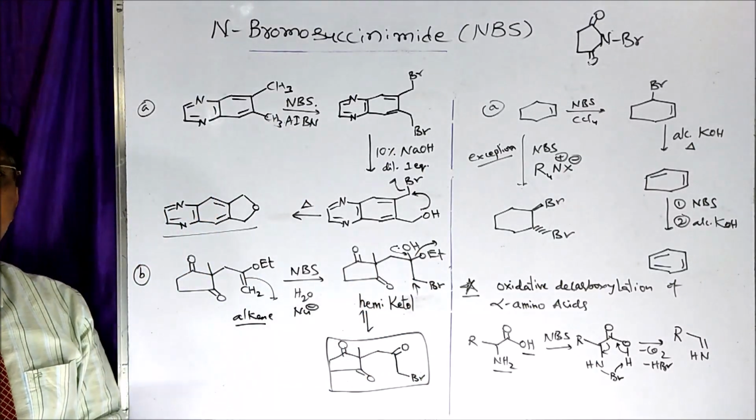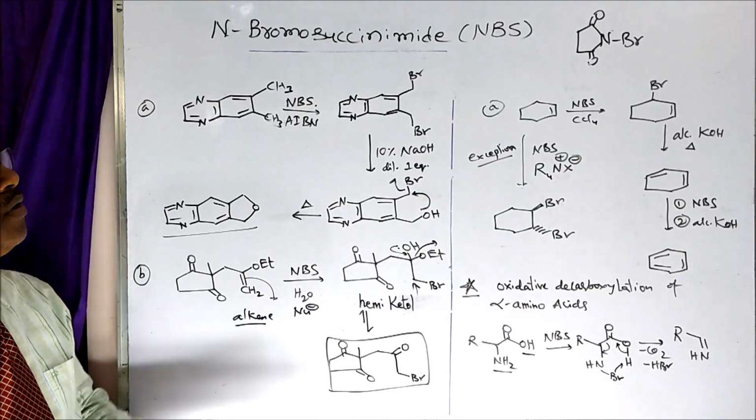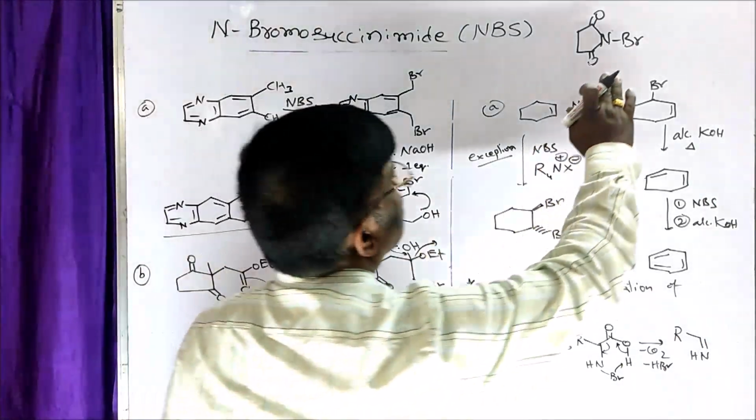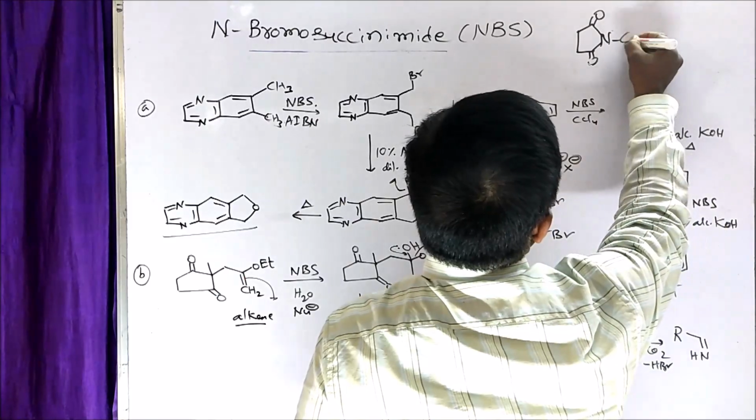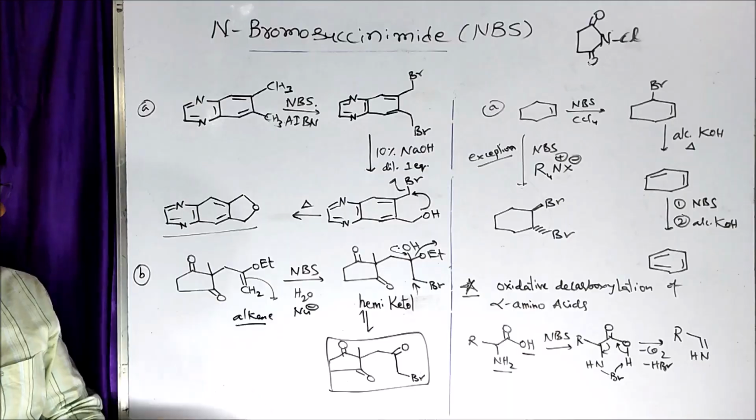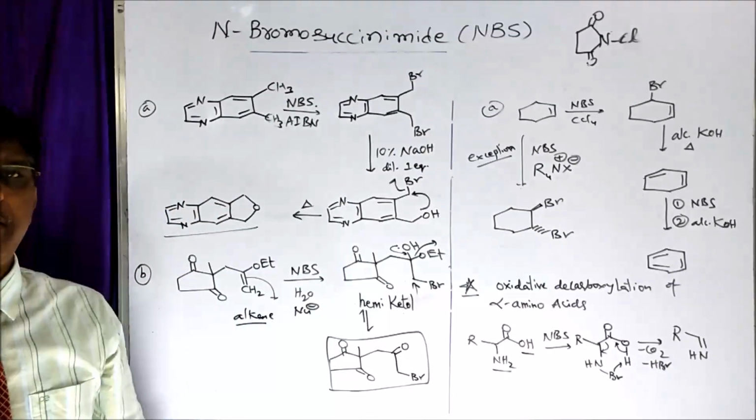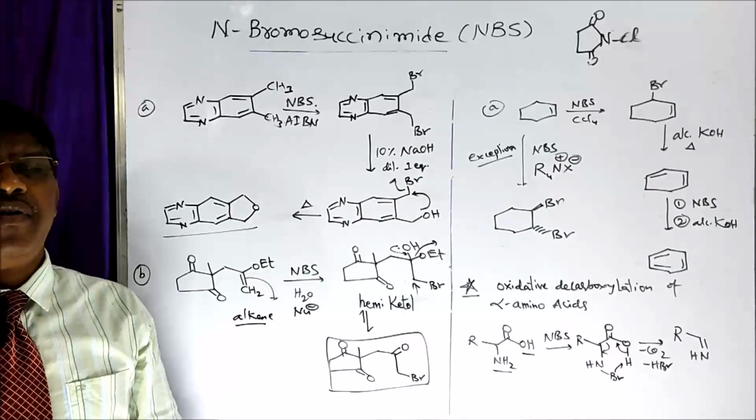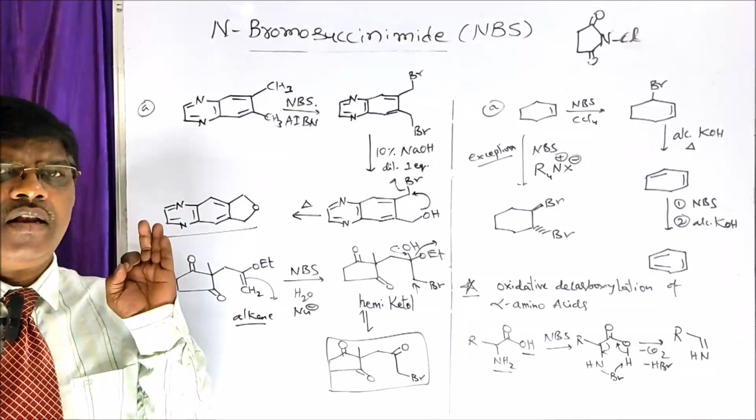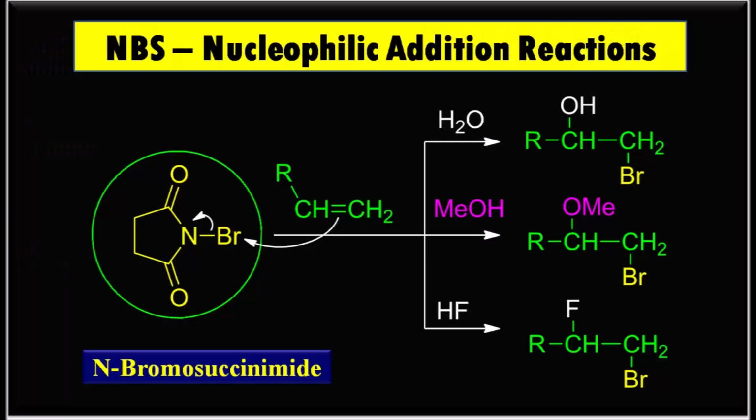This is how N-Bromosuccinimide is a very important reagent in organic synthesis. Similar to N-Bromosuccinimide, N-Chlorosuccinimide also can be used for chlorination. Most of the reactions are similar for this reagent. N-Bromosuccinimide and N-Chlorosuccinimide react similarly. However, N-Bromosuccinimide gives the bromo compound, and N-Chlorosuccinimide gives the chloro compound.